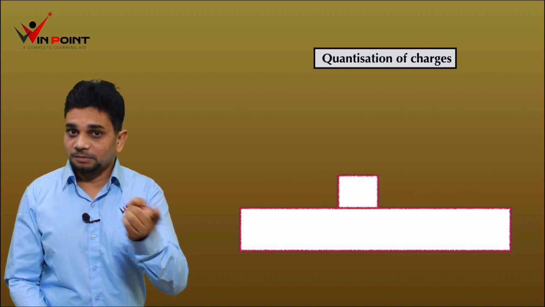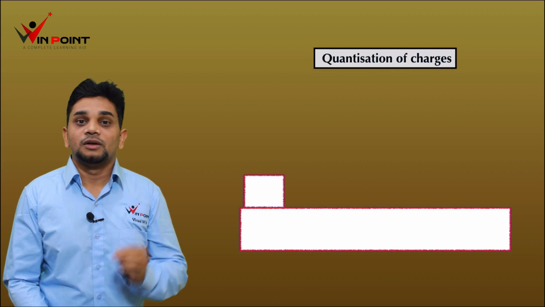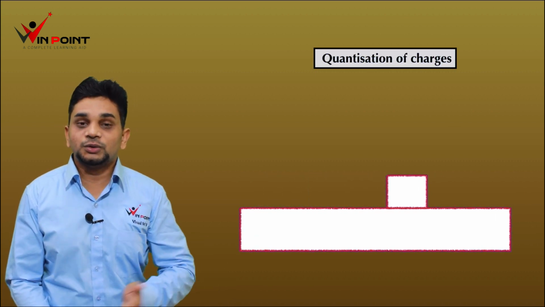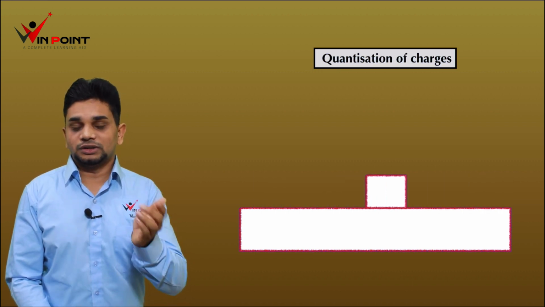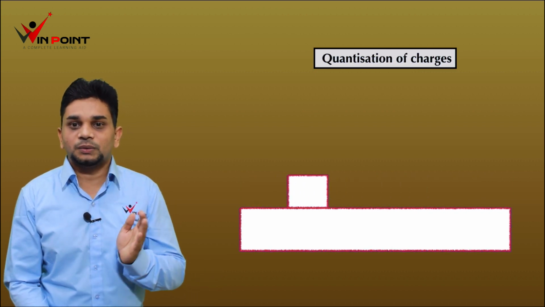One electron may jump, two electrons may jump, three electrons may jump, but half an electron, that's not possible. 1.5 electrons, not possible. 2.5 electrons, not possible. Only whole numbers: 1, 2, 3, 4, 5. 1.5 is not there. 2.5 is not there. This is called quantization of charge.